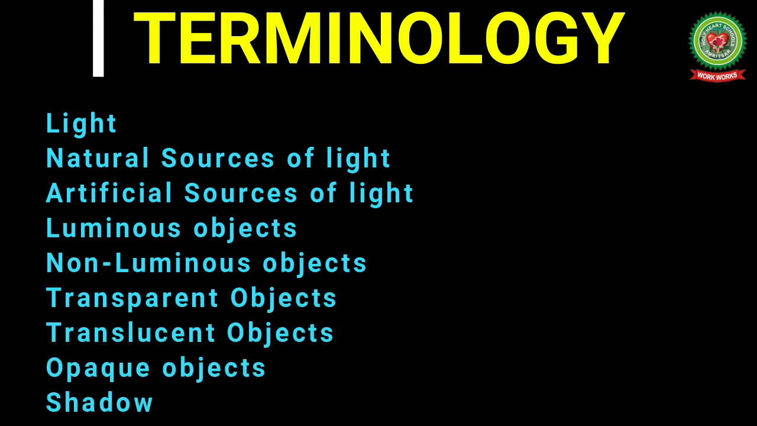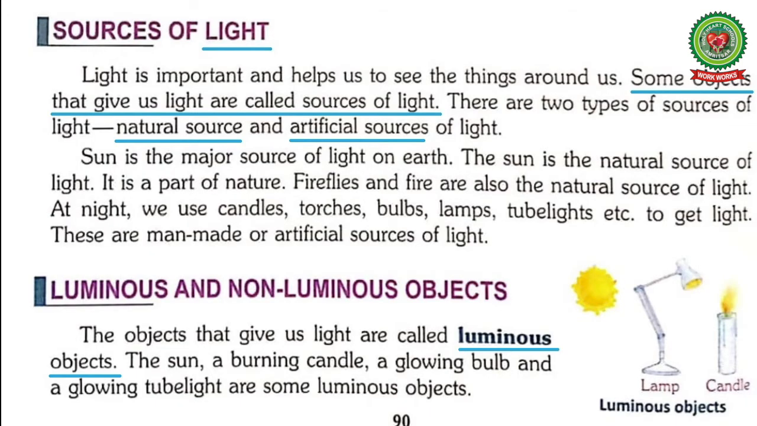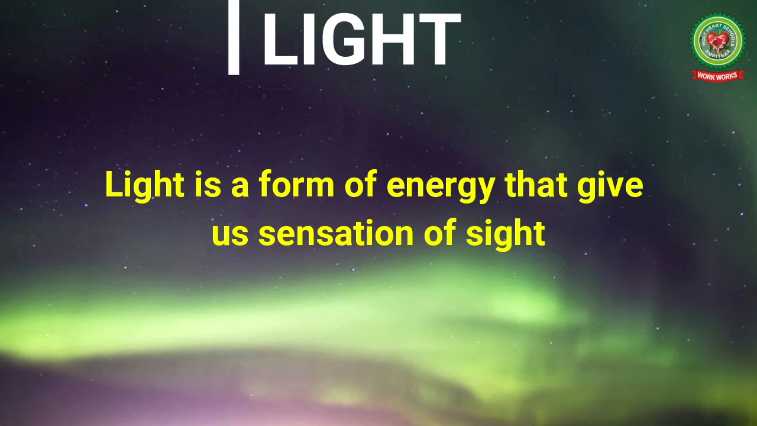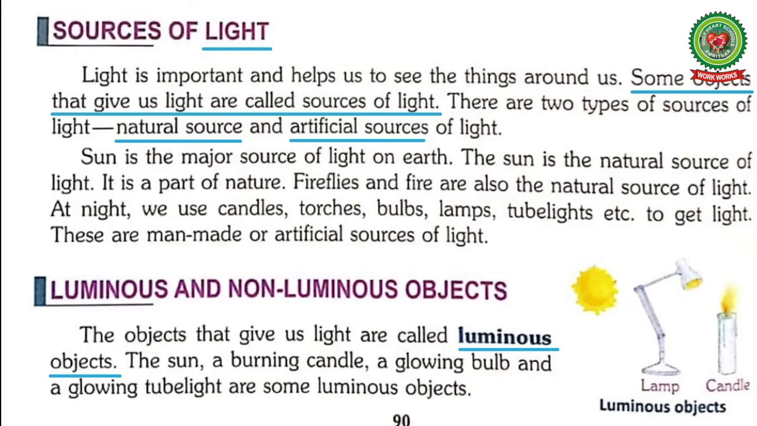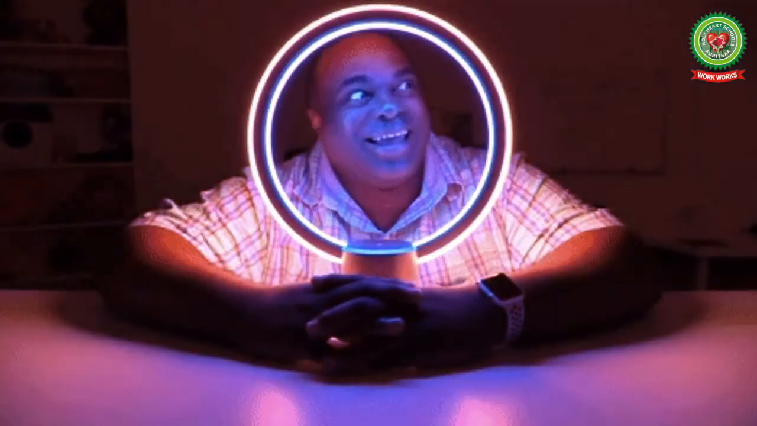So students, open your book at page number 90 and let's start our reading from the topic sources of light. Underline the word light and write down its definition. Light is a form of energy that gives us the sensation of sight. Light is important and helps us to see the things around us. Light is the most important thing in our life, which helps us to see everything around us.